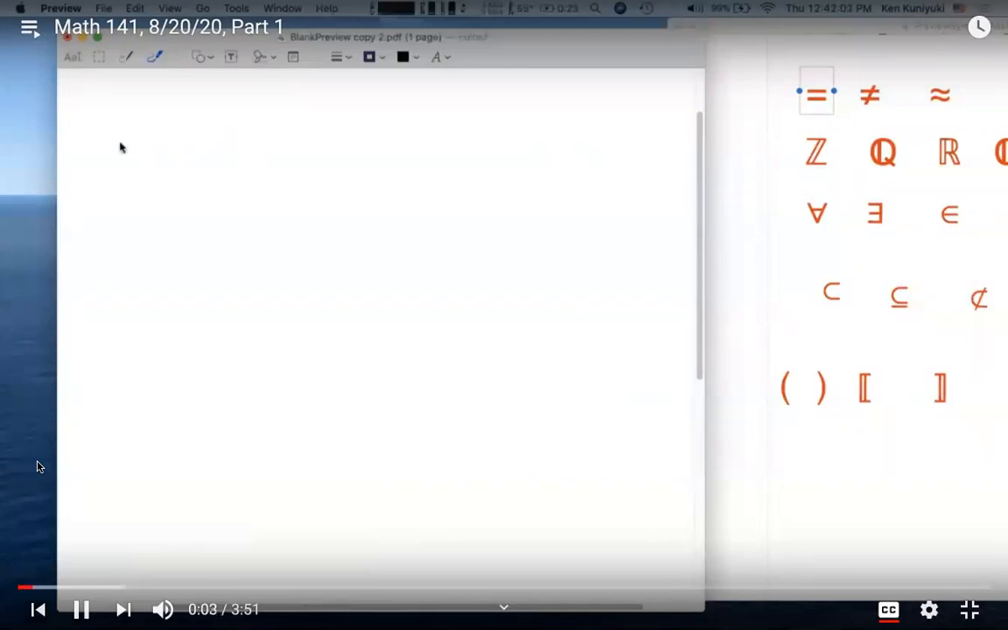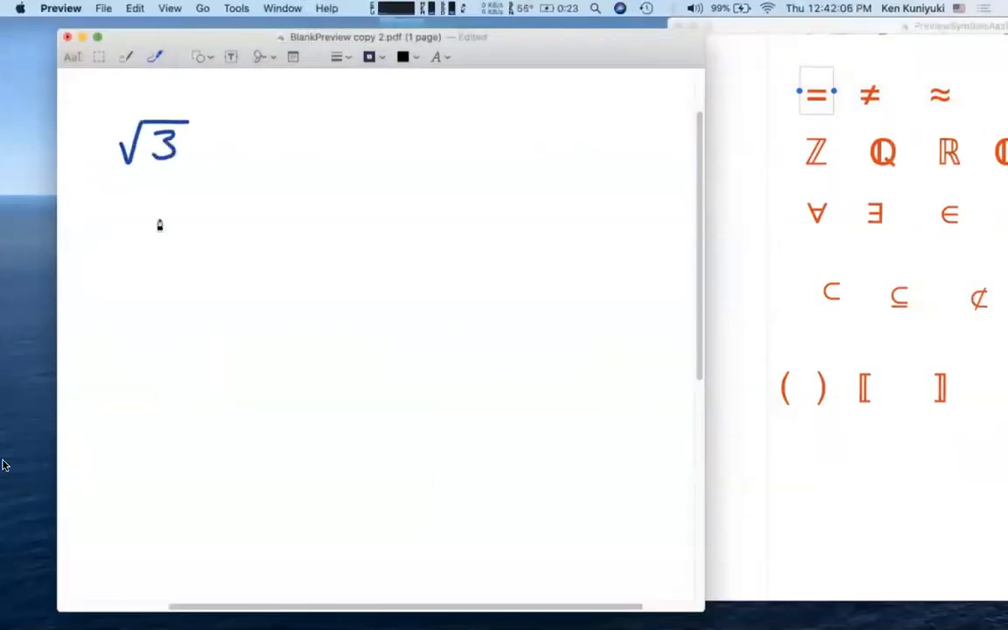Hi, everyone. So what is the story of this number? The principal square root of 3. I might just call it root 3 from now on. The principal square root of 3 is, in fact, a number.